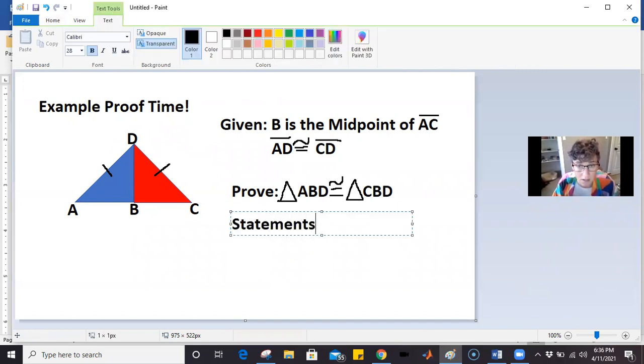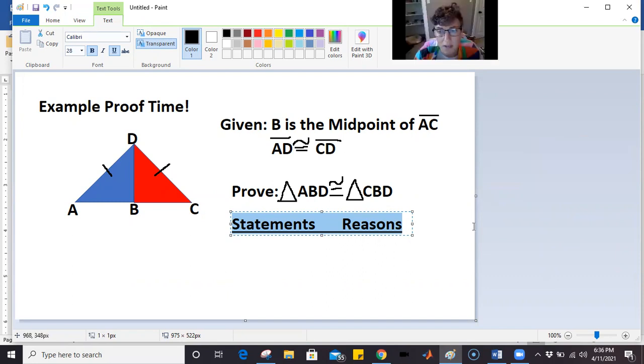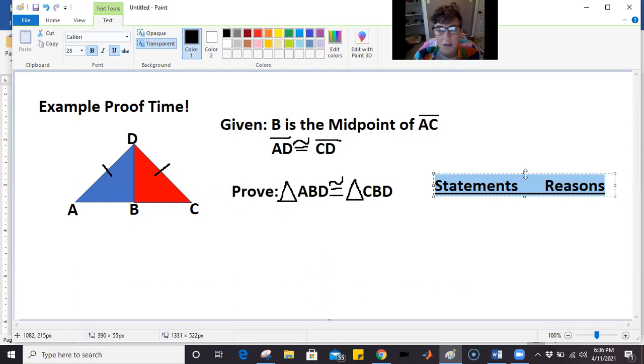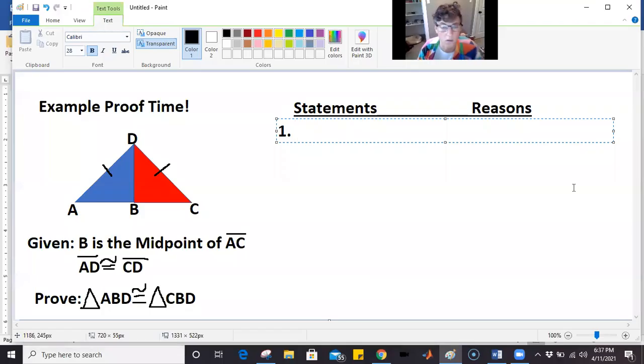Statements and reasons. Everything we say will have some sort of reason to go with it. Let's underline that. Great. And you know what? Let's move my head over here. Let's give ourselves some more space for typing these statements and these reasons. Okay, fabulous. Here we go.